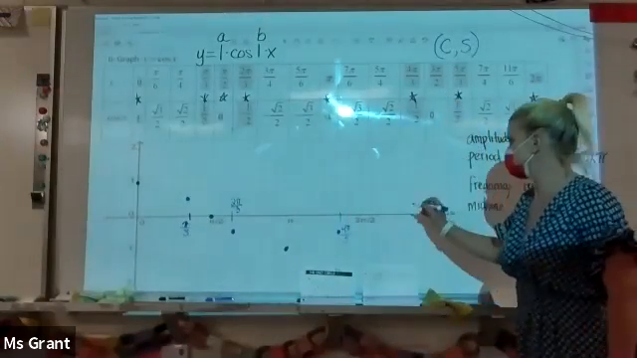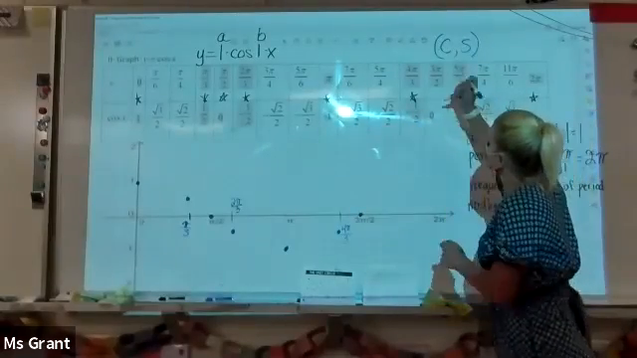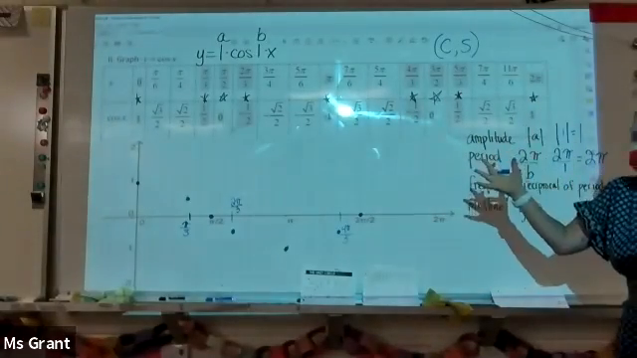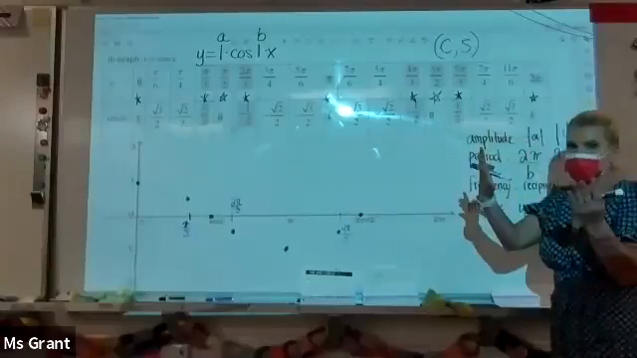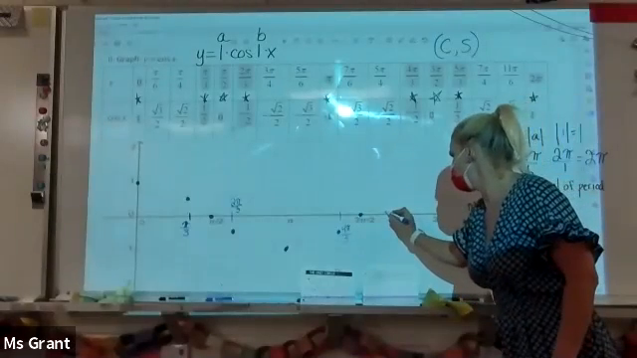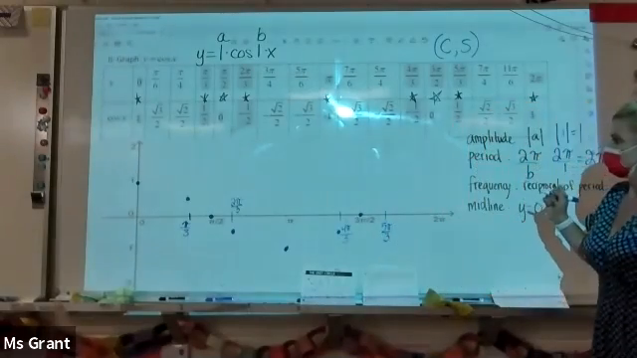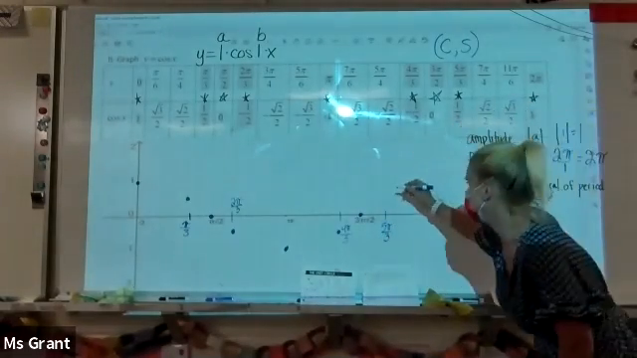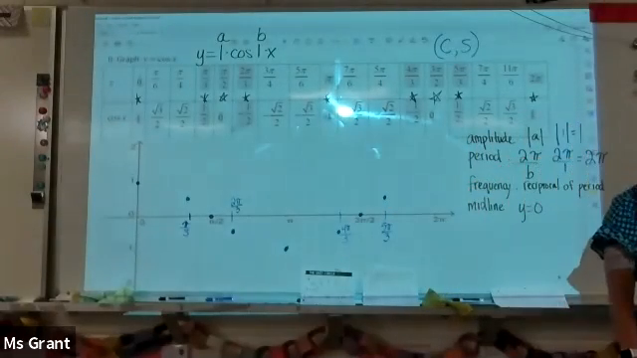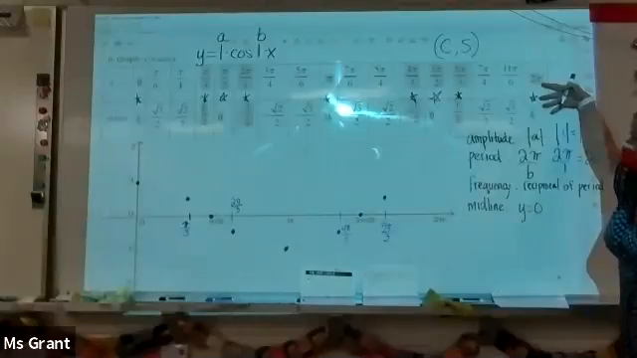3 pi over 2 comma 0. Five pi over 3. Okay, so where's 5 pi over 3? So if you look, this is obviously going to be in quadrant 4. So 5 pi over 3, I'm going to put right here is fine. And that's going to be a positive 1/2. I'm just approximating where my ordered pairs are. Lastly, 2 pi comma 1.